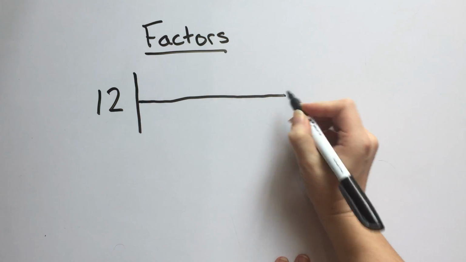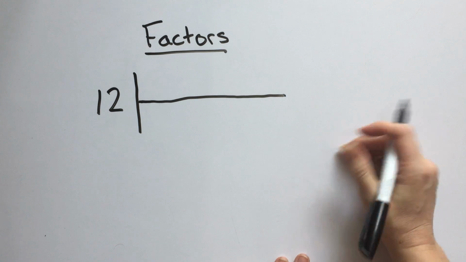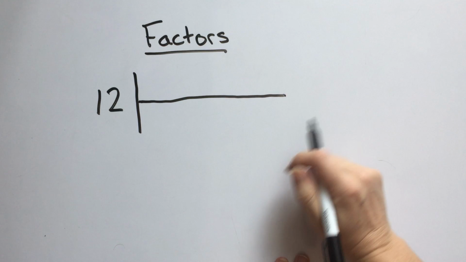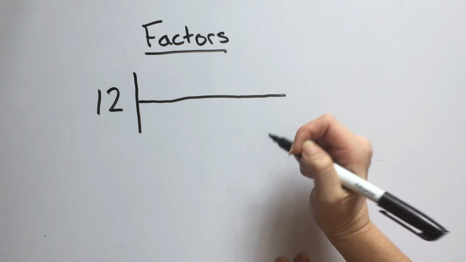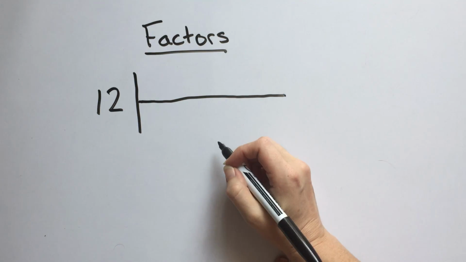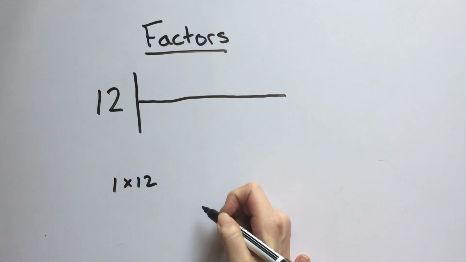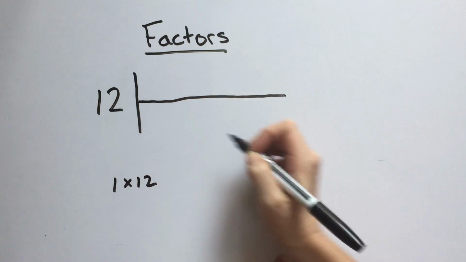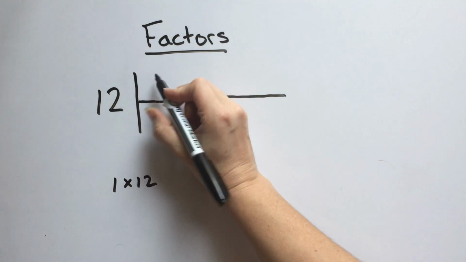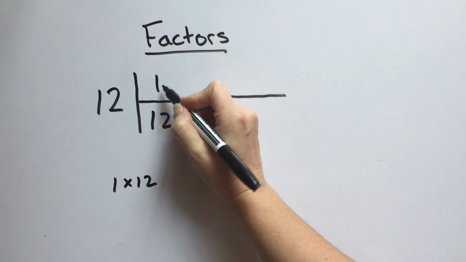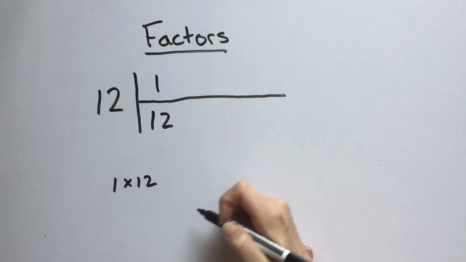So I just draw this nice little sideways T, and then I figure, okay, so what numbers can I multiply to get 12? Well, the first one is the easiest one, and you're going to use this every single time. So the first one I can do is 1 times 12. Using the factoring T, I make it nice and easy. I'm going to put a 1 up here, and I'm going to put a 12 down here. So 1 times 12 is 12.